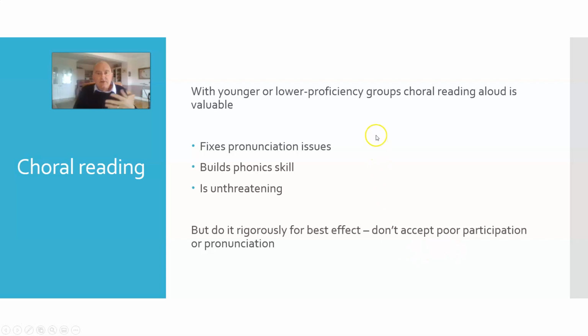With younger or lower proficiency groups, I would certainly recommend some choral reading aloud. Often this can fix some pronunciation issues, it builds their phonics skill. It's also quite an unthreatening thing for students to do, choral reading aloud. But if you're going to do it, make sure you do it well. Do it rigorously. If you can tell that students aren't really fully participating, or if they're being lazy with their pronunciation, you need to fix that early on and make sure that whenever you do choral reading aloud that it's being done really well. And if necessary, explain to the students why you're doing it. Explain that if they can pronounce well, it will help them both with their listening and with their reading.